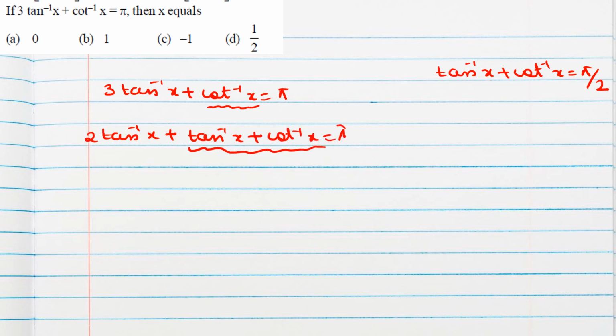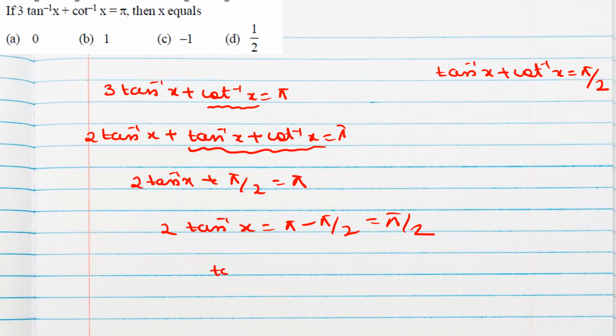So this will be pi by 2 using the property. That means 2 tan inverse x we can write as pi minus pi by 2, which is pi by 2. So tan inverse x will be pi by 4 because this 2 we can shift here to the denominator. So x value will be tan pi by 4. That means 1. So the answer is B.